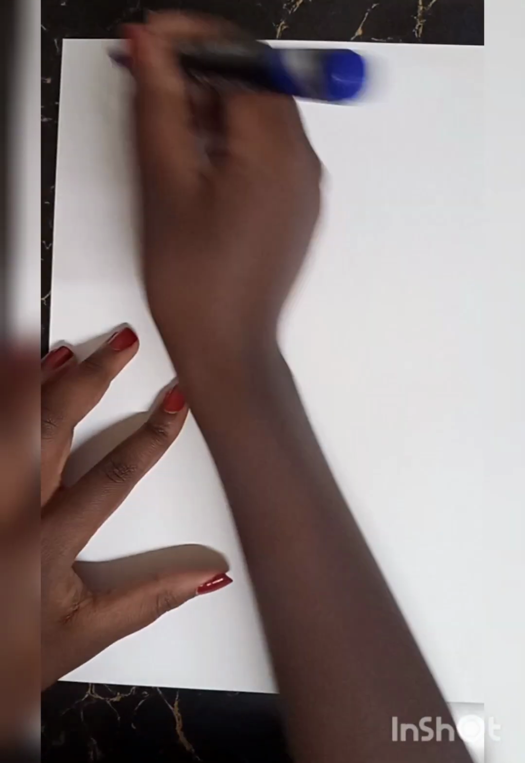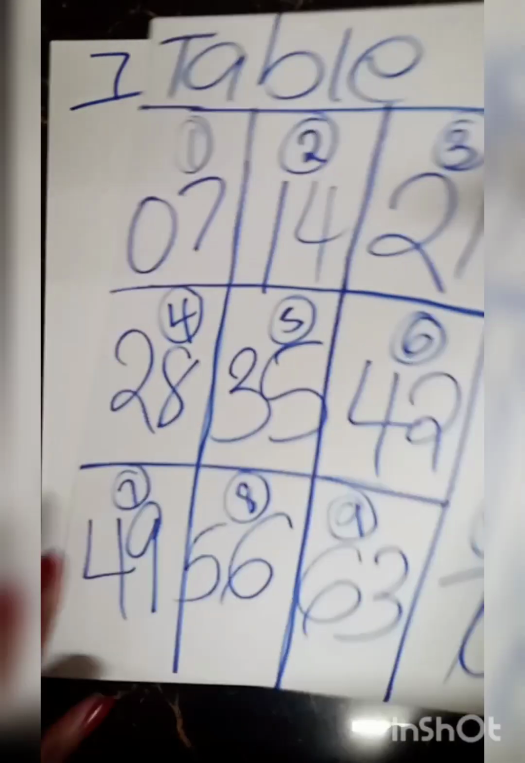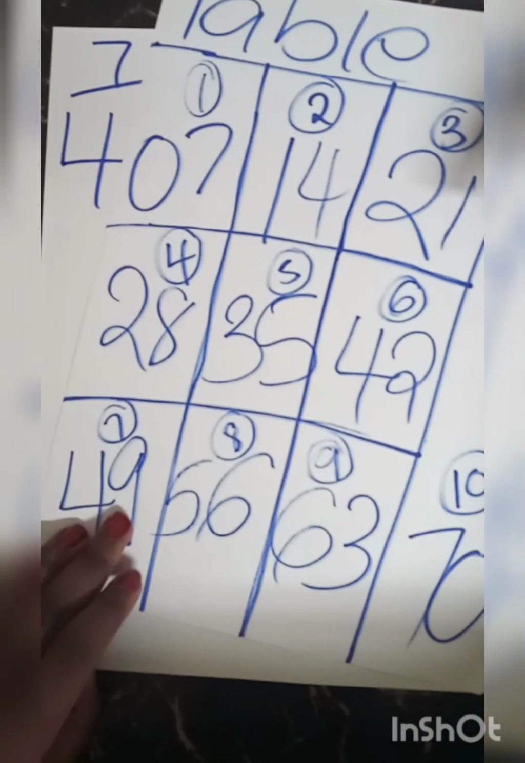This is still a continuation of table 7. So 7 times 6 is 42. Okay. So that means that we'll write a 42 here. 7 times 7 is 49. Okay. So that means that we'll write a 49 here.